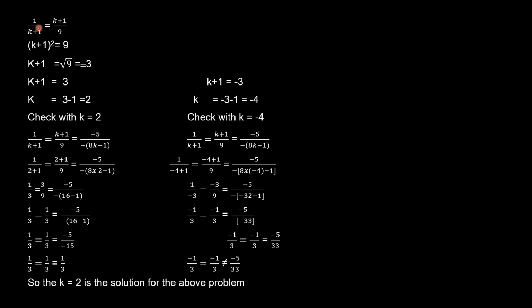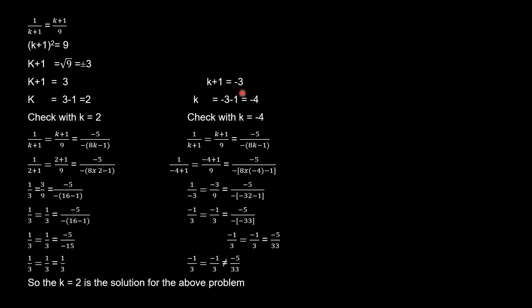Now solving for that, first 1 by k plus 1 equal to k plus 1 by 9. Cross multiply, k plus 1 the whole square equal to 9. That means k plus 1 is the square root of 9, equal to plus or minus 3. First take k plus 1 equal to 3, then k will be 3 minus 1, that is 2. Now we will check this by applying 2 in the place of k. If you apply 2 in place of k, you will end up with 1 by 3 equal to 1 by 3 equal to 1 by 3. And another solution is k plus 1 equal to minus 3.